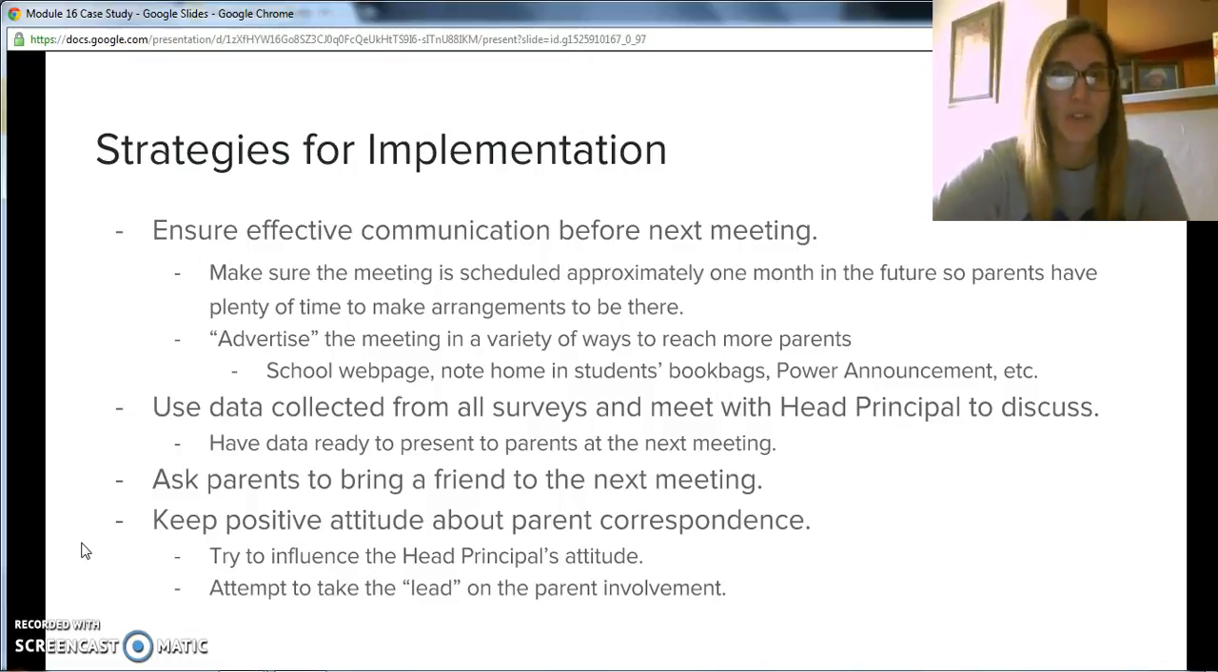So I would try to influence the principal as much as I could to hopefully let my positive attitude and my enthusiasm about the parent involvement rub off on him a little bit, and hopefully get him more open to the idea about a parent organization. I would then attempt through other educational experiences and situations that I have with the head principal to try to build his trust and build a positive relationship with him, so I can attempt to take on the lead with this parent involvement project. So that way we have more of a positive influence in the whole situation.